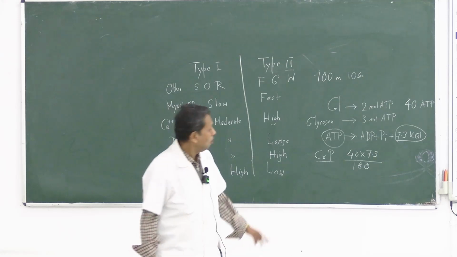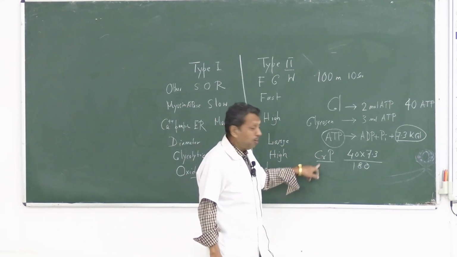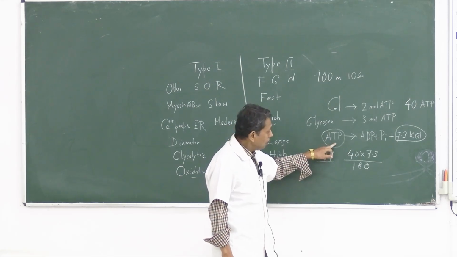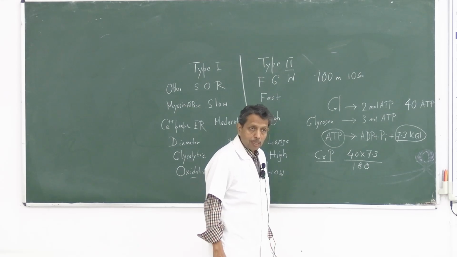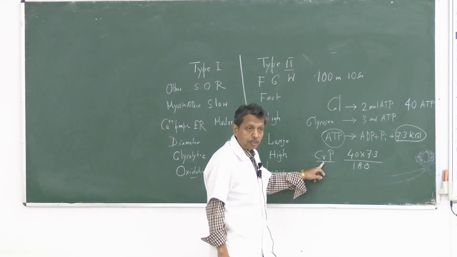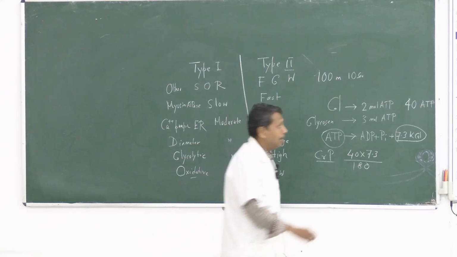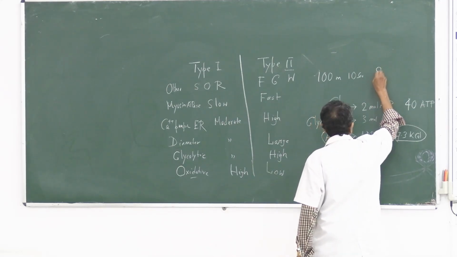It is mainly coming from this ATP and creatine phosphate. Free ATP is very low amount, but ATP is generated by the glycolytic process to some extent, and creatine phosphate. And in this case, 85% of the energy is produced by the anaerobic process.